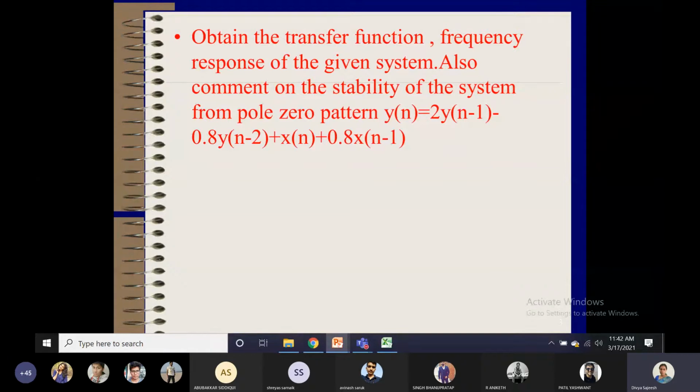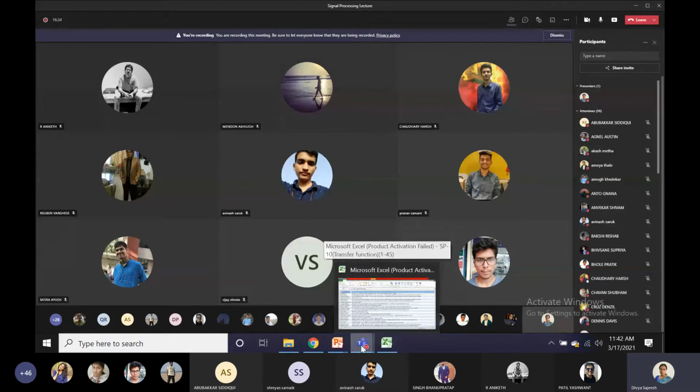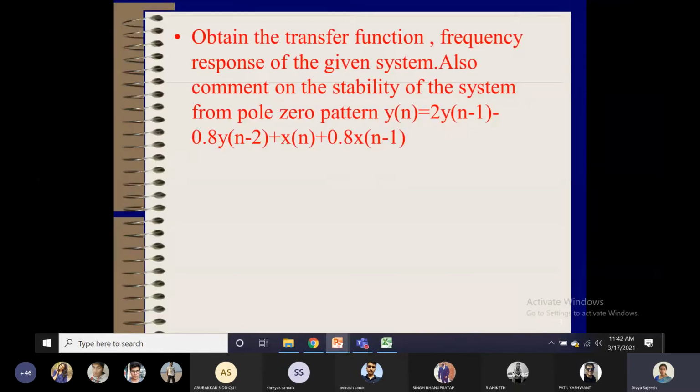Now to obtain the transfer function, so can I get the answer? What do you mean by transfer function of the system? What is the formula for that transfer function? Y by X. Okay, output by input. Now we are writing it in the z plane. So the transfer function will be defined as H of z equal to Y of z by X of z. So you have to obtain H of z.